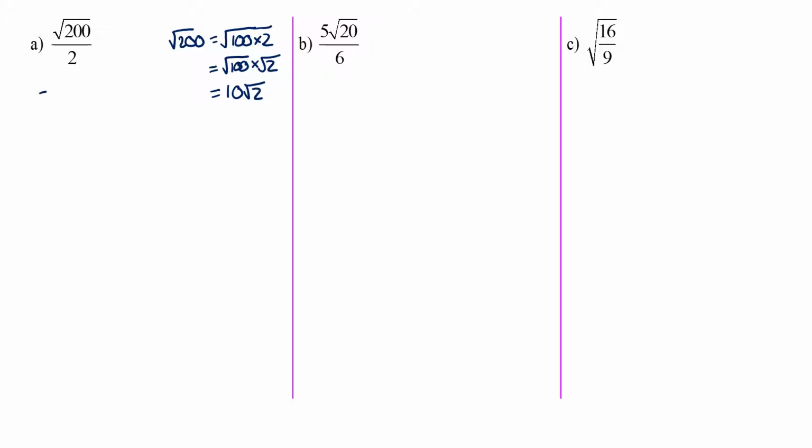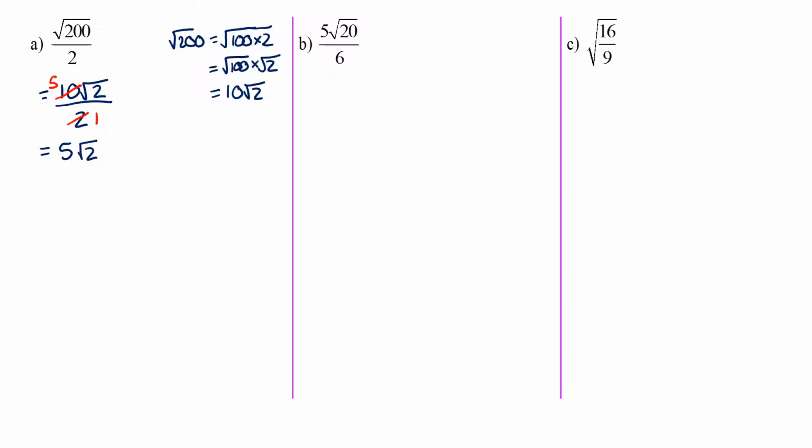So if I come back, I've got 10 root 2 divided by 2. And now I can go 10 divided by 2 is 5. 2 divided by 2 is 1. So I'm left with 5 root 2.